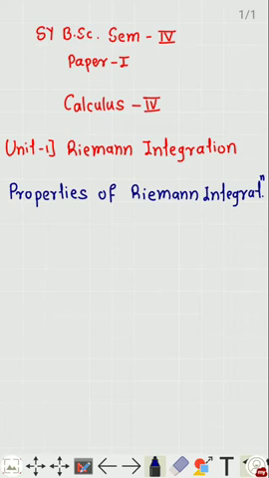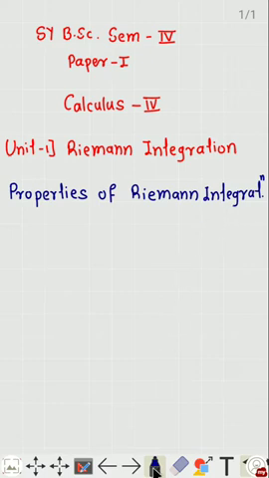This is SYBSC class, SYBSC semester 4, paper number 1, calculus 4, and unit number 1, Riemann integration. And today we are going to see some properties of Riemann integration.